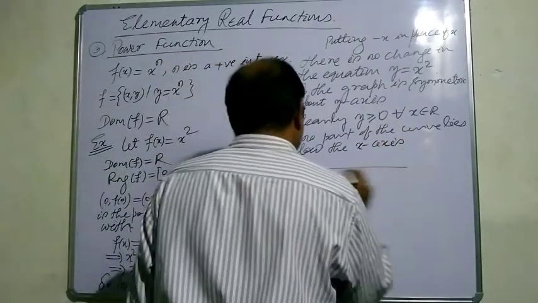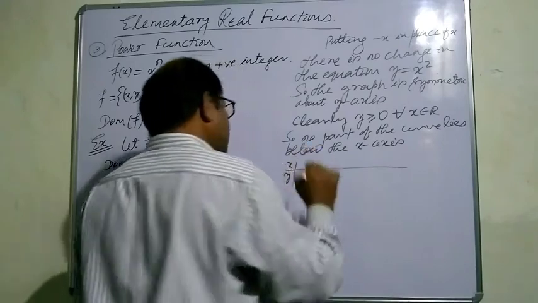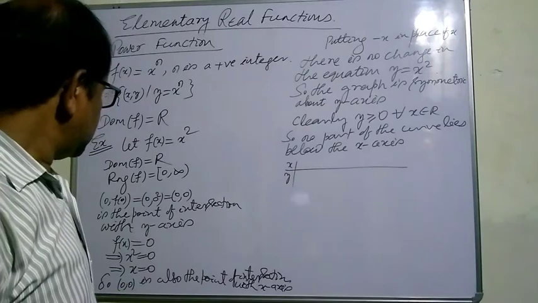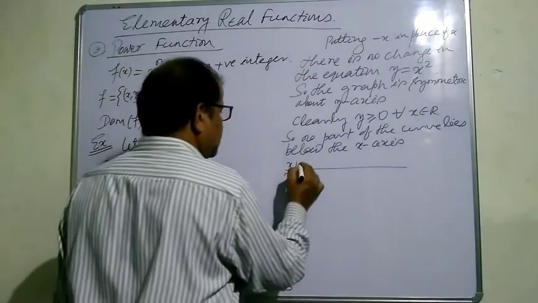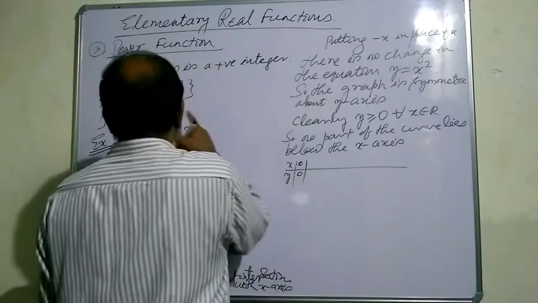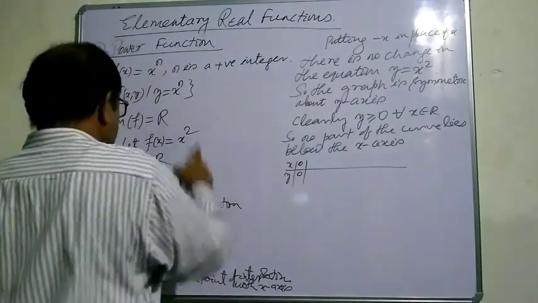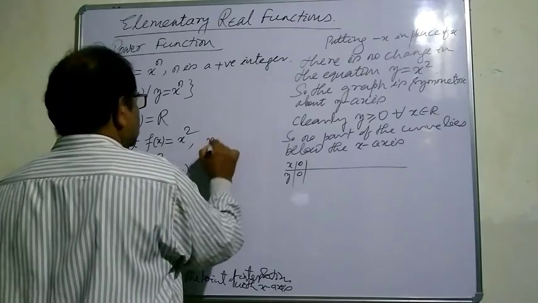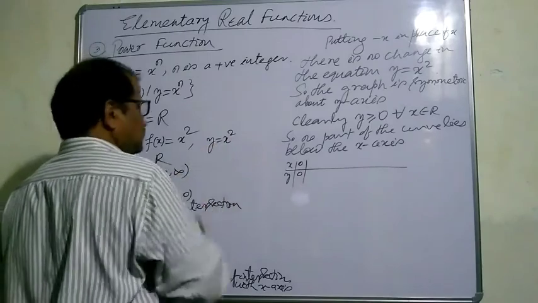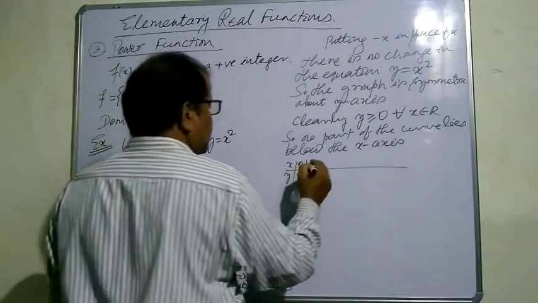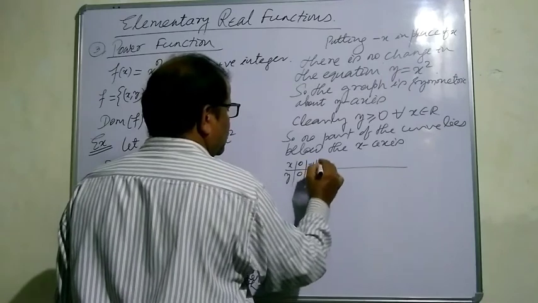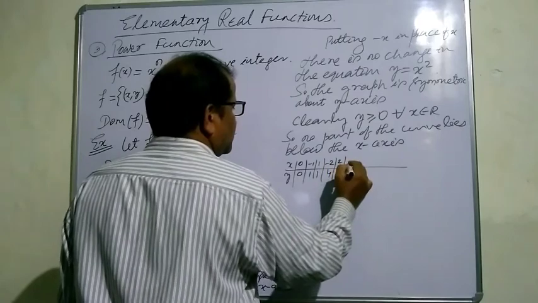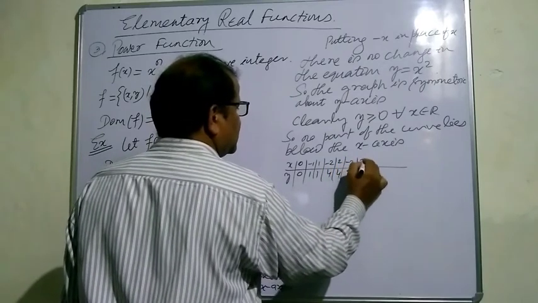Now we have to take some points, some other pairs. Say x, 0, 0. y is equal to x square. So the points are (0, 0), (minus 1, 1), (1, 1), (minus 2, 4), (2, 4), (minus 3, 9), (3, 9).